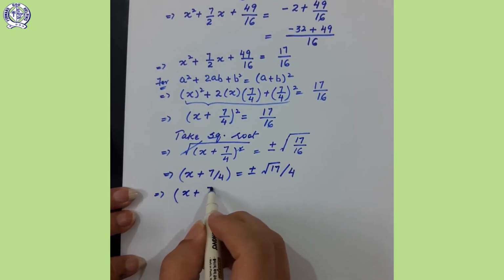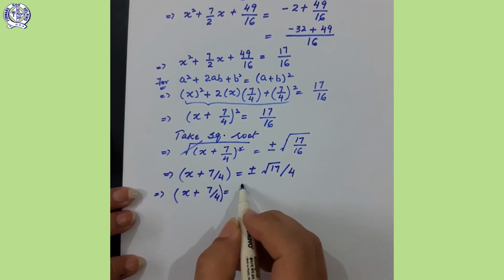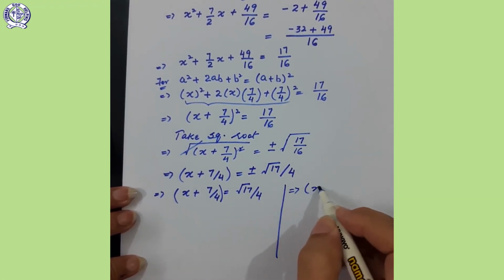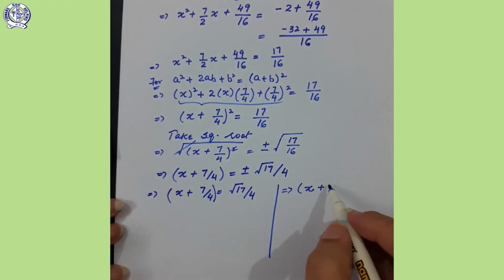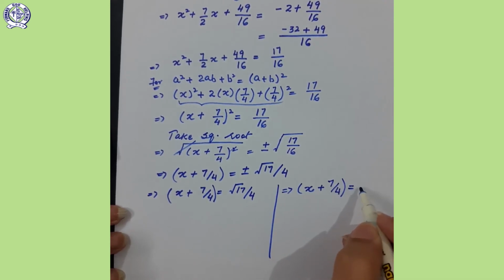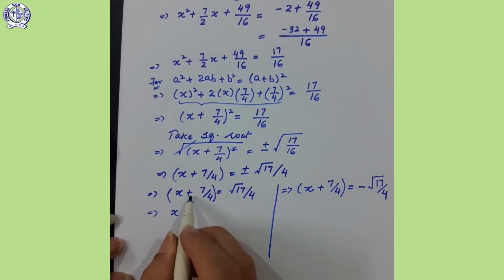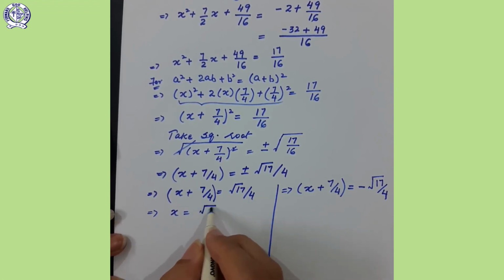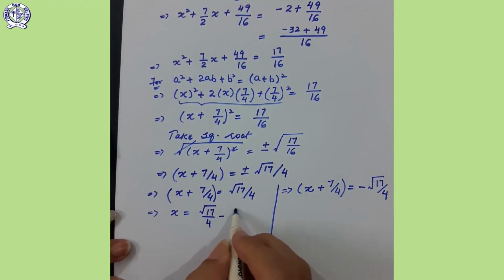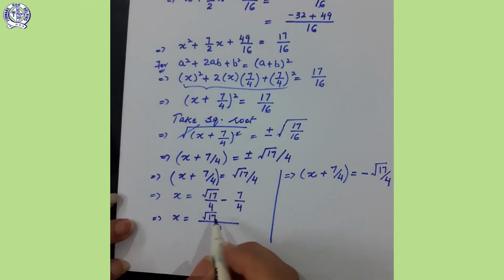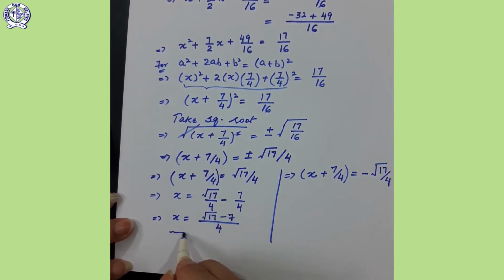x plus 7 upon 4 equals under root 17 by 4, and x plus 7 by 4 equals minus root 17 by 4. With the plus sign we'll solve. So x equals, plus 7 by 4 will go after the equals sign, so this becomes root 17 upon 4 minus 7 upon 4. The denominator is the same. So x equals, 4 is the LCM, under root 17 minus 7. You cannot subtract further, so this is the value of x.